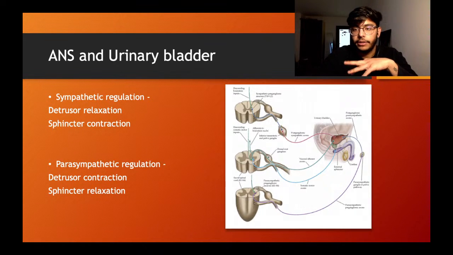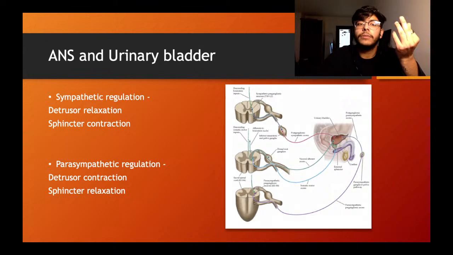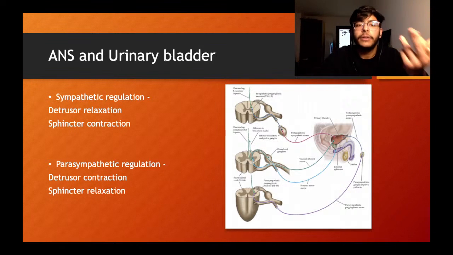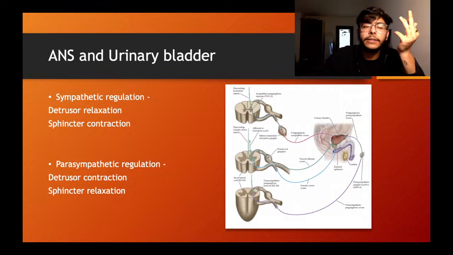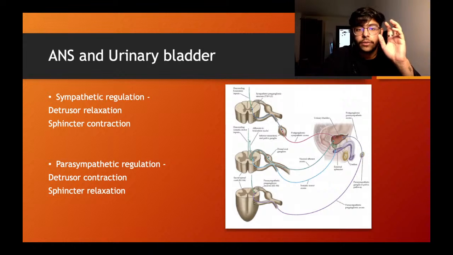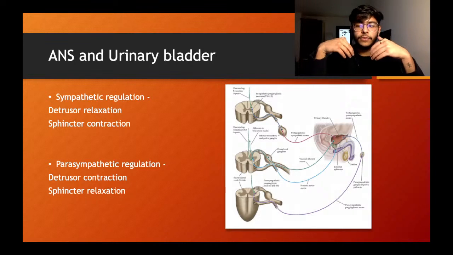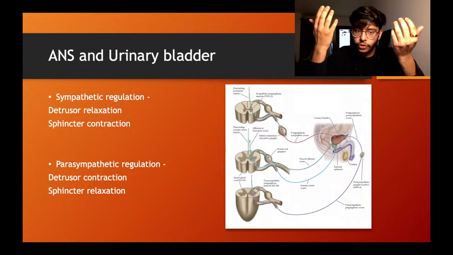ANS in the urinary bladder. The sympathetic system leads to relaxation of the detrusor muscle, which is the muscle of the urinary bladder, and the internal sphincter starts to contract. Parasympathetic regulation leads to detrusor contraction and sphincter relaxation. So once the detrusor starts contracting, we start feeling the urge and sensation to urinate.